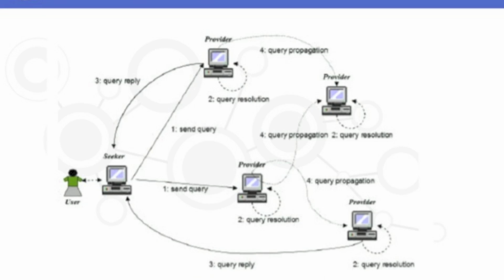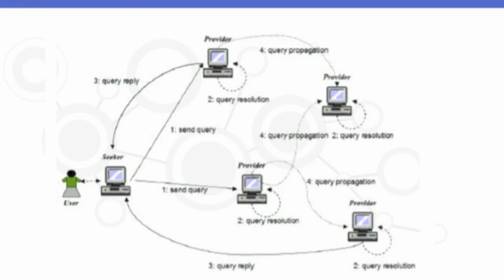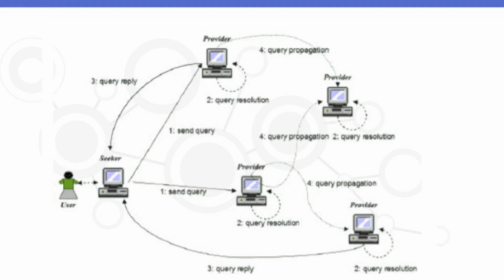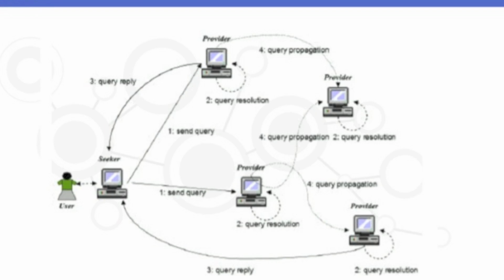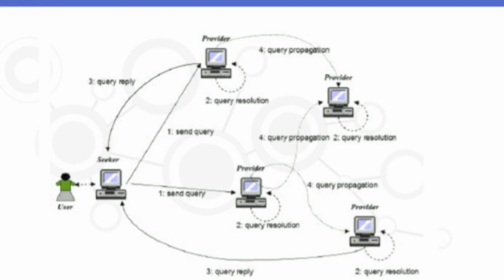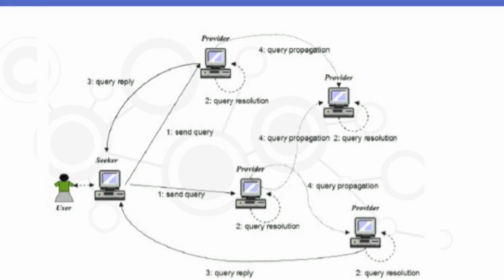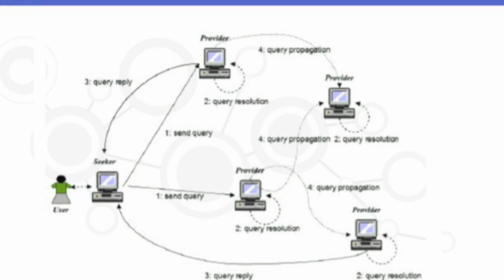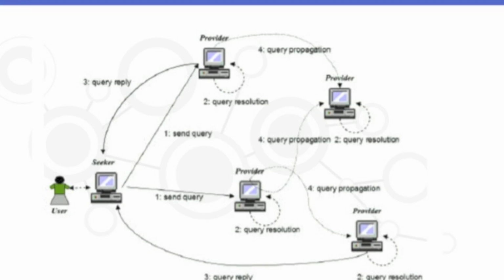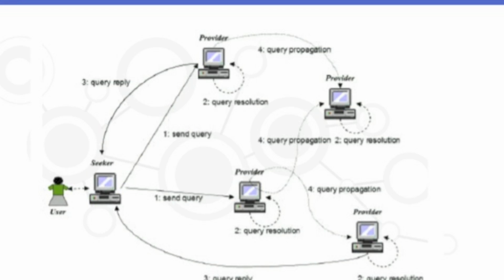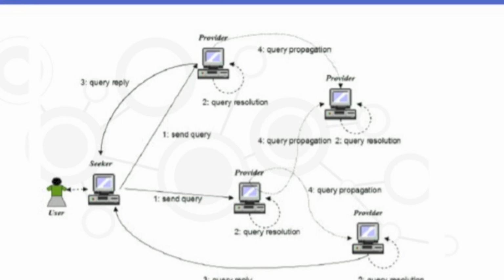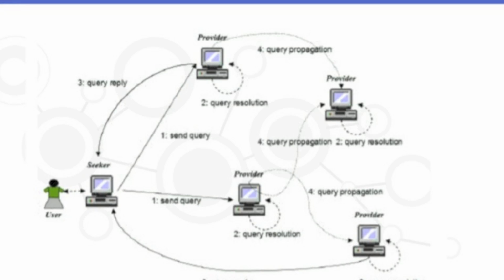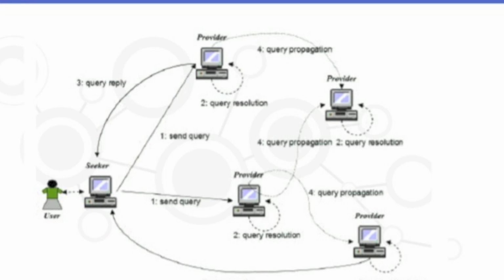Here we can see Bonifacio's architecture. We can see that there are two roles. The first one is the seeker, which is the role that is going to send the query, and then there are the providers, which are going to process these queries. As you can see, the seeker sends the query to the providers, and the providers process these queries, but they can also propagate the query to another provider, and then they can communicate between them. And finally, one of those providers is going to send the response to the seeker.